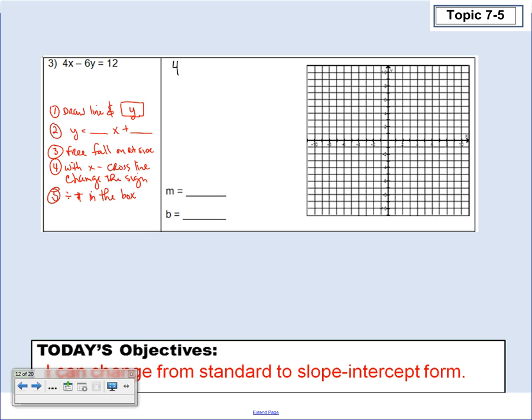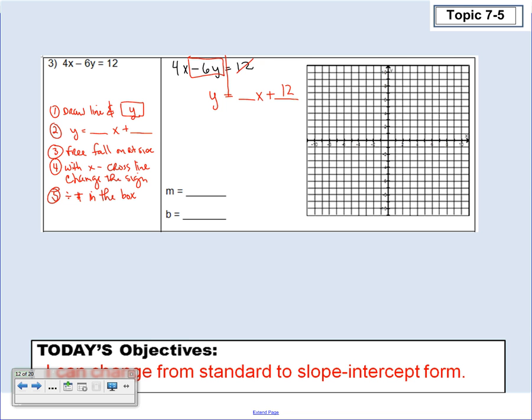So let me rewrite. 4x minus 6y equals 12. We'll draw a line. Do y equals blank x plus blank. Our free fall is the number 12. It goes into the blank on the last. I forgot to box my y. Can't forget that. This time I put the negative 6 with it. Okay, we did our free fall of 12.